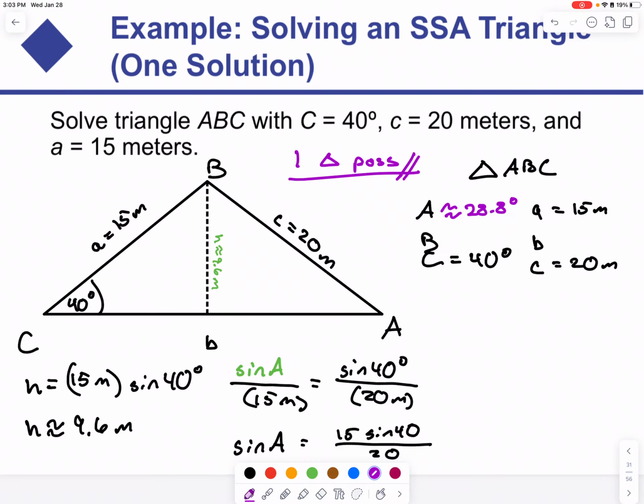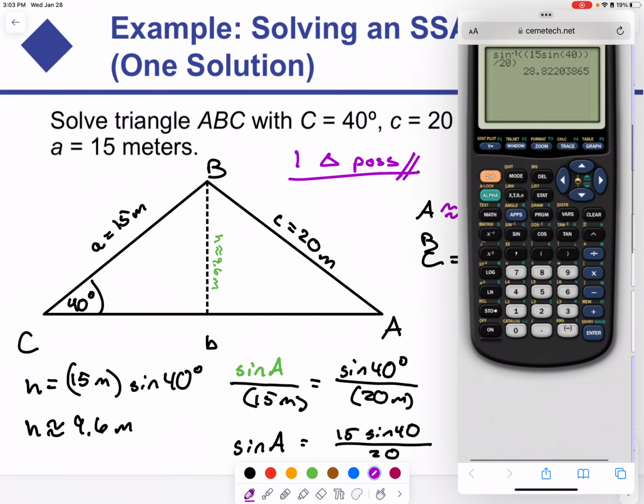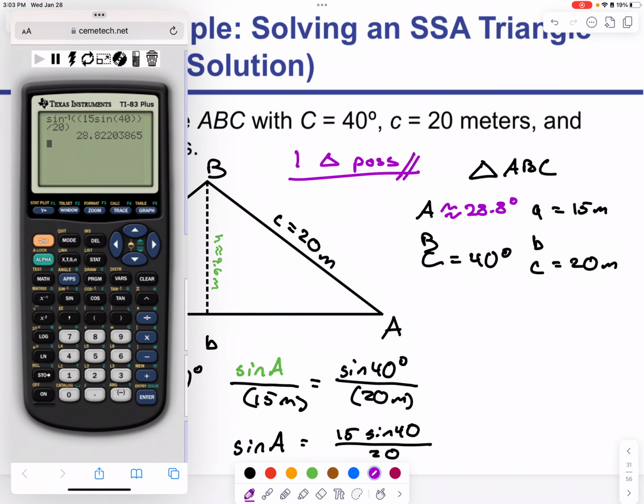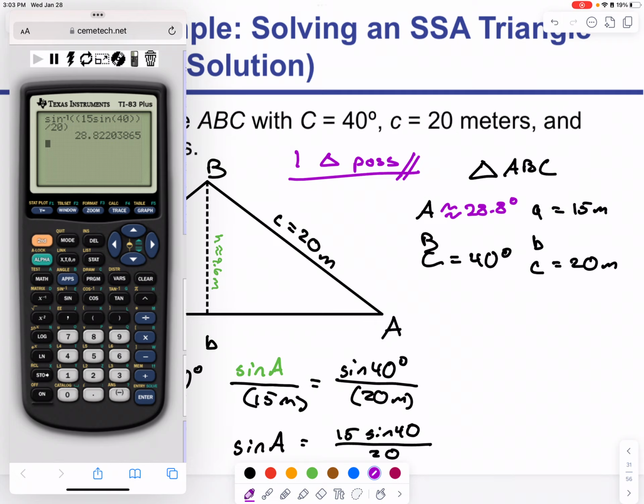We might have to use our calculator result. So then we can go ahead and find angle B. We'll just do 180 minus that answer minus 40. For angle B, obtuse could be the case. That seems reasonable.